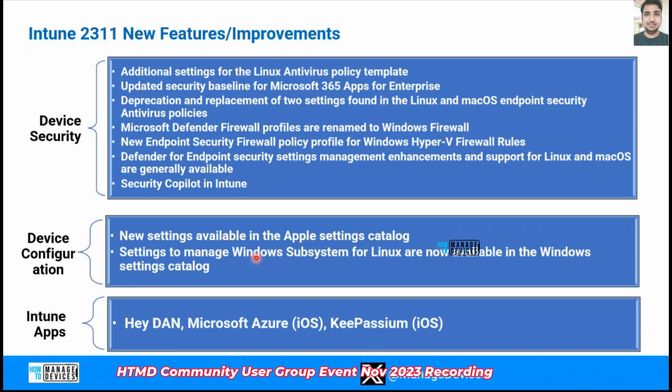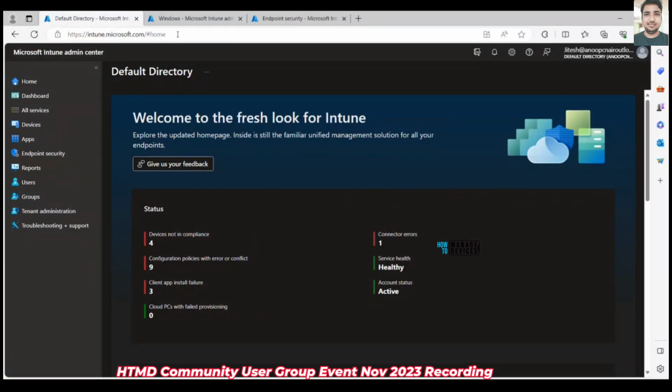You now have the ability to manage Windows Subsystem for Linux, which is now available in the settings catalog. So, enable Intune integration with WSL, which is Windows Subsystem for Linux, and these are the protected apps. You will be able to find these apps available as a part of this release, which are newly introduced.